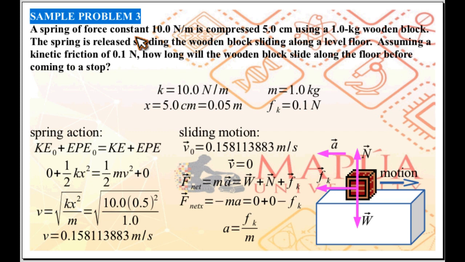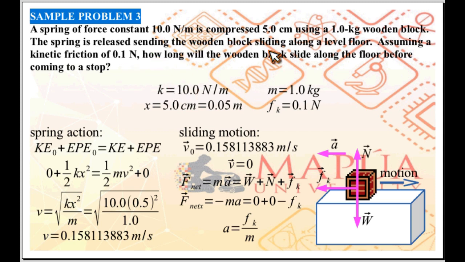The problem tells us that the force constant or the spring constant of the spring is 10 Newton per meter. Let that be K. The spring is compressed 5 centimeters, so let that be X. X is equal to 5 centimeters. Convert to meters. The mass of the wooden block is 1 kilogram. Let that be M. And the kinetic friction of 0.1 Newton, let that be F sub K. F sub K magnitude is equal to 0.1 Newton.